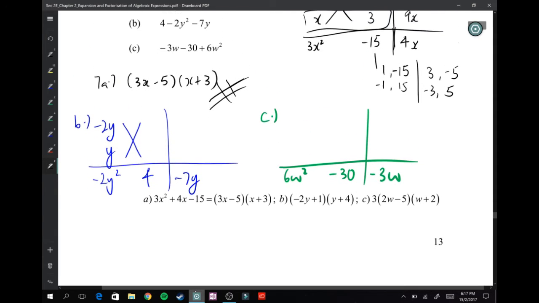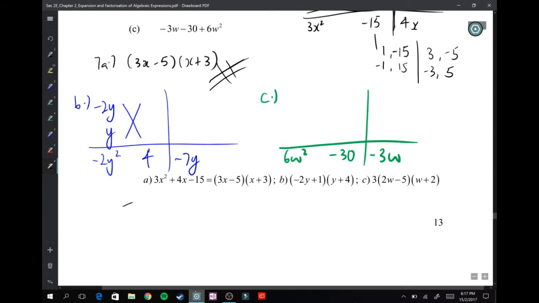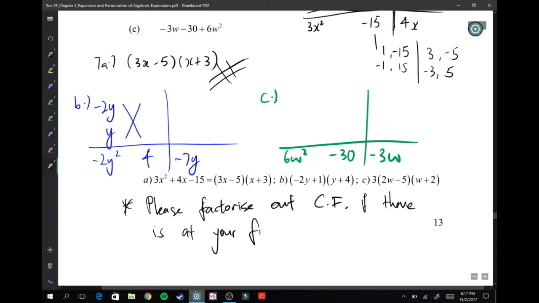Now for your final answer, please remember to factorize out the common factor, if there's any common factor. Please factorize out the common factor, if there is, at your final answer. Failure to do so will give you a penalty of negative 1 mark.